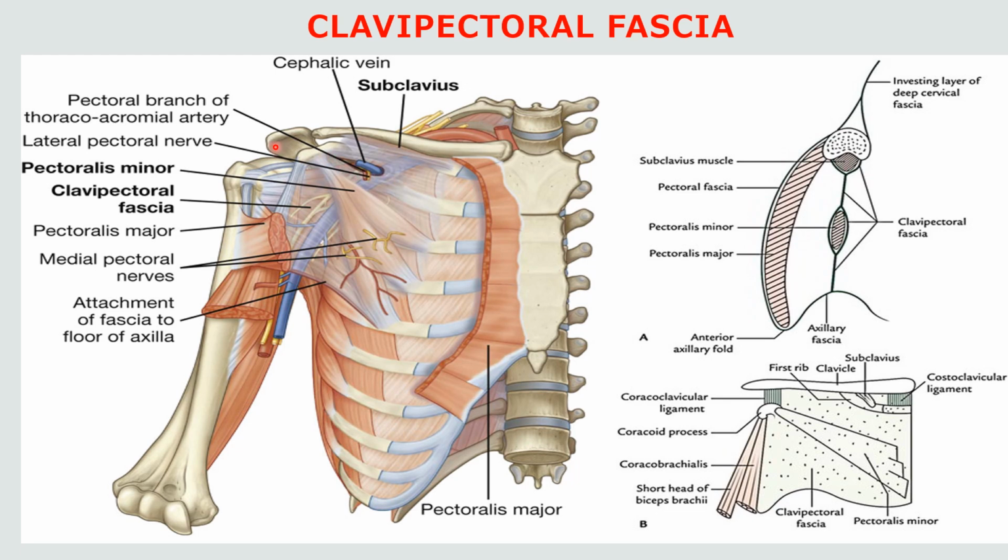Laterally, it is attached to the coracoid process. As you can see in this diagram, this is the clavicle, this is the acromion process and this is the coracoid process. So laterally it is attached to the coracoid process of the scapula and blends with the coracoclavicular ligament, as you can see here.